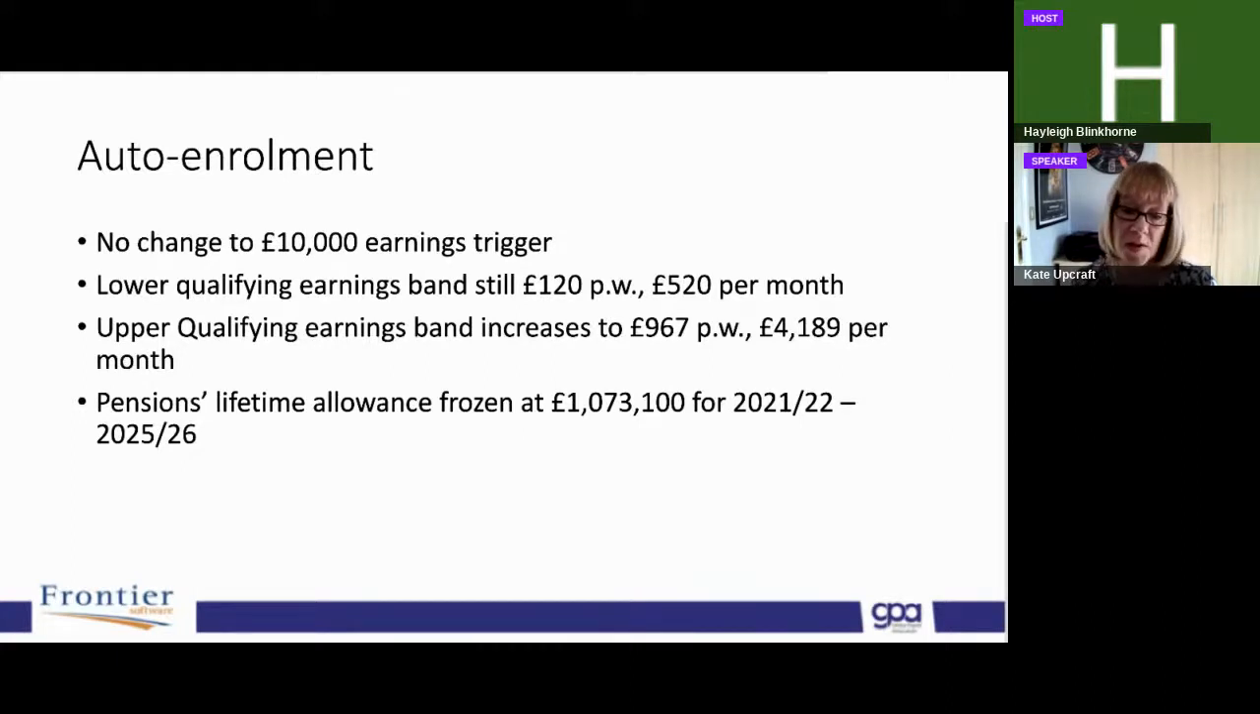And as it's frozen for 5 years, it will drag more people into needing to take lifetime allowance protection, which has an impact on what we do within payroll and not auto-enrolling people anymore.